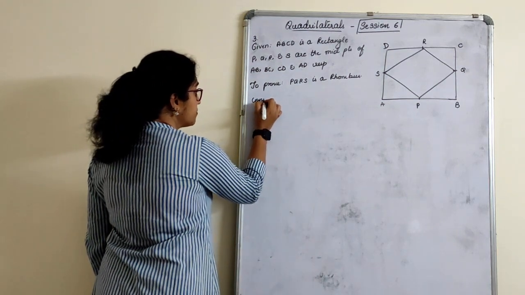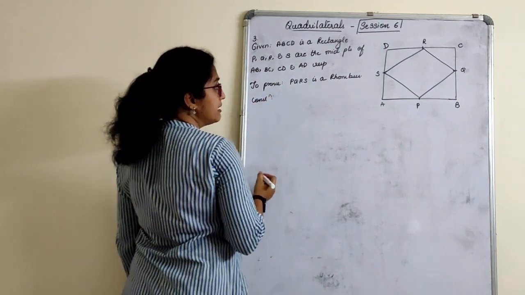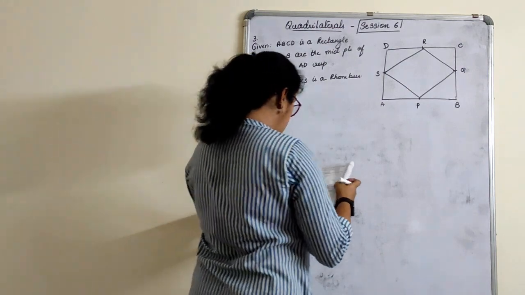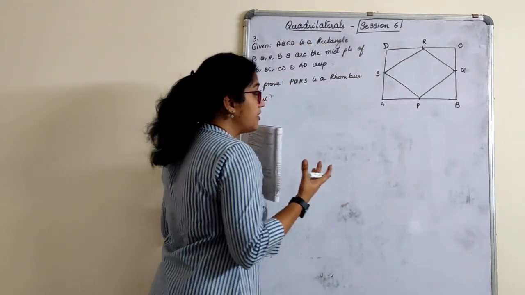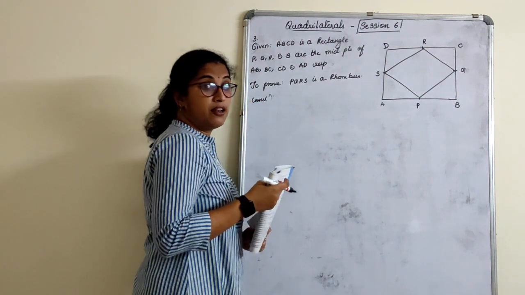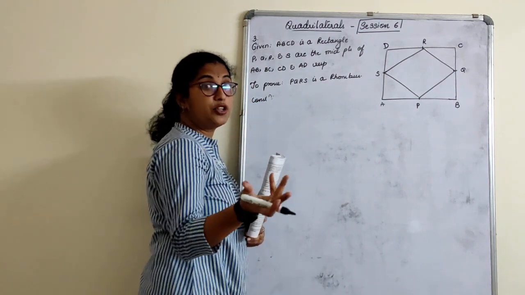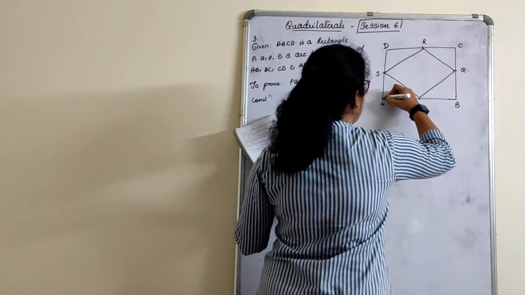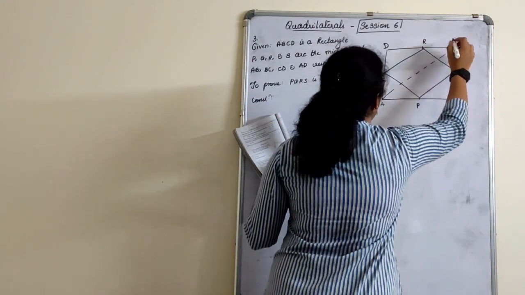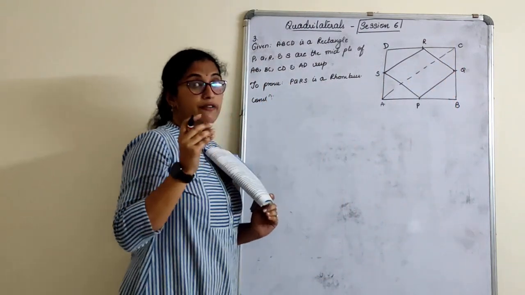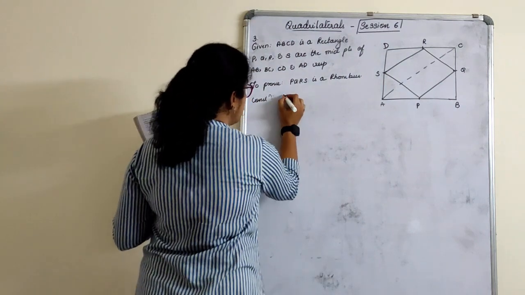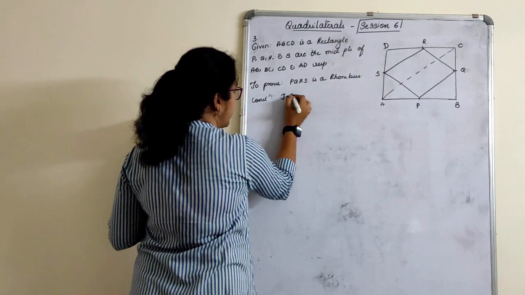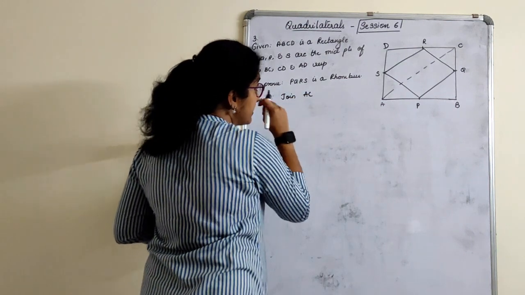Construction. Join one diagonal. So what we can do here is join AC. Why? Because if you have to prove that PQRS is a parallelogram, you have to join a diagonal. How do you prove otherwise? Without the midpoint theorem, without forming a triangle. Always remember, if you have to use the midpoint theorem, you want a triangle. That is why we use a diagonal here. Any diagonal you can use. I use AC. Join AC.